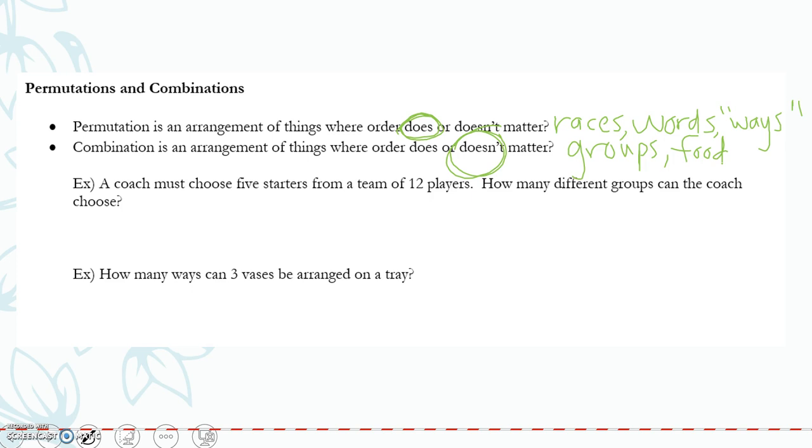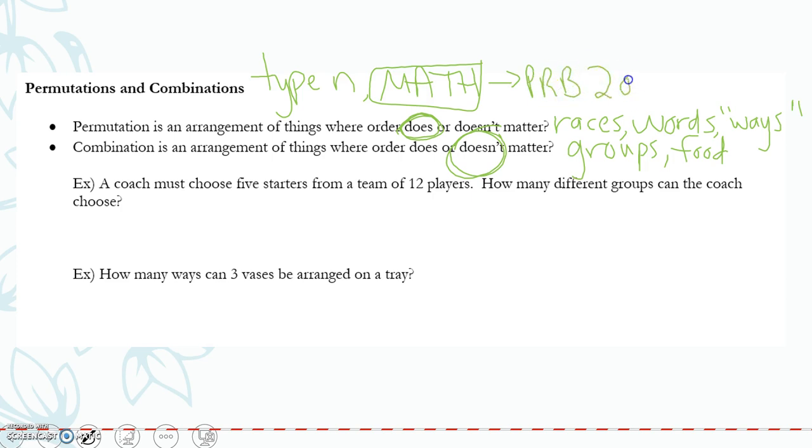How you do it in the calculator is you type your N. N is how many things you have to choose from. It's either the bigger thing or the same number as your second number. Then you hit the math button, and then you arrow over to PRB. And then you either do 2 or 3, depending if it's a P or a C. And then you type the R. And the R is how many things you are choosing, or the smaller or equal number as N.